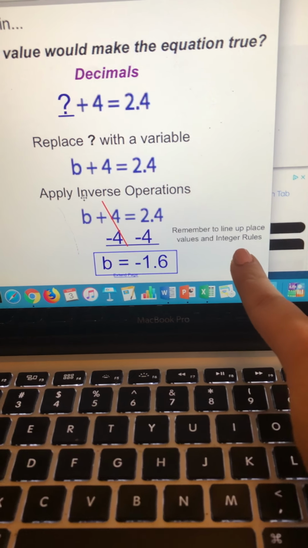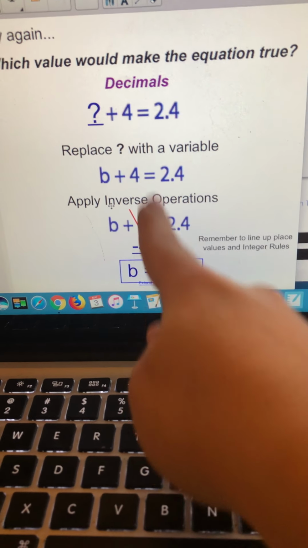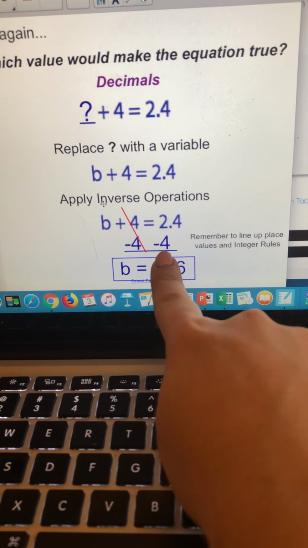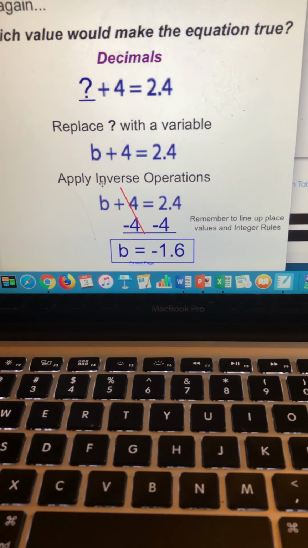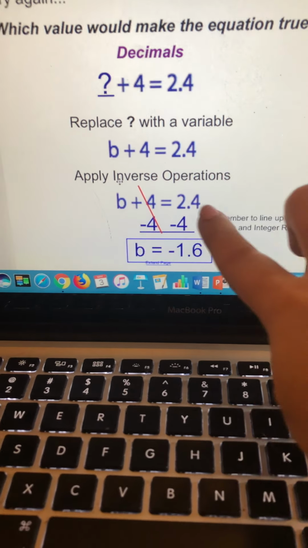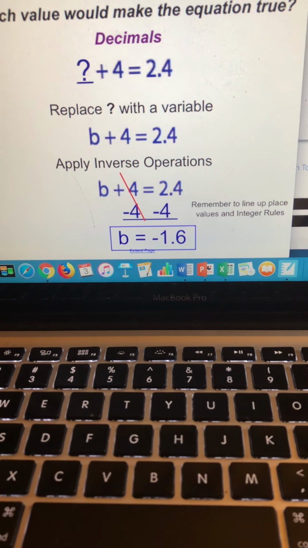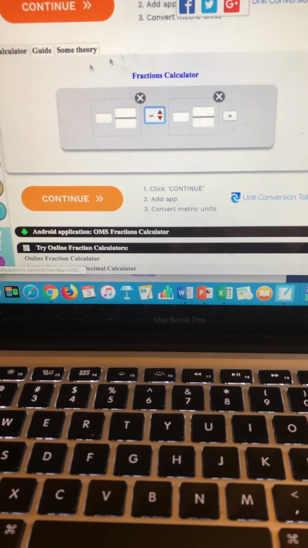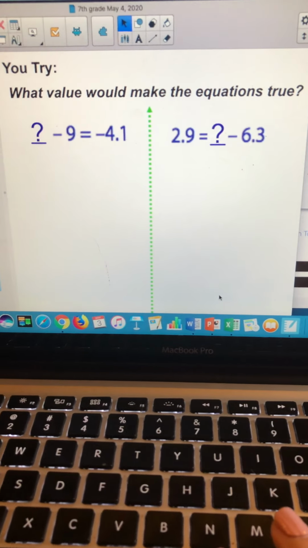This is a reminder, if you're doing it by hand, to make sure you remember your integer rules and line up your place values. This 4 is in the ones place. You would not put it underneath this 4. I think most of you are using your phone calculator, which would be fine. This could easily be punched in, but remember you also have the link over here for any time you're dealing with fractions. Okay, we have a couple more for you to try.